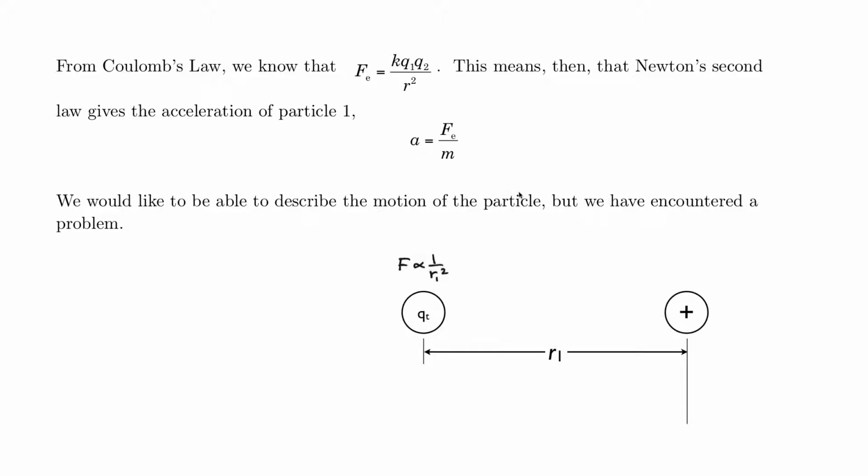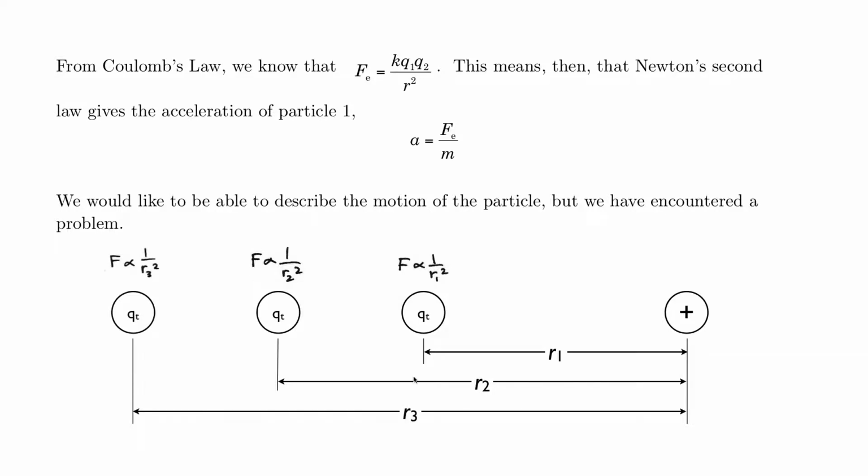Here's my test charge, and here's the charge that's creating an electric field. If both are positive, which we may as well assume, the force is proportional to this distance, and it's going to want to repel. As soon as it repels a little bit, its distance has changed, which means the force has changed. If it moves even more, the distance has changed again, so the force has changed again. So if my force keeps on changing, my acceleration keeps on changing, and that's a major problem.